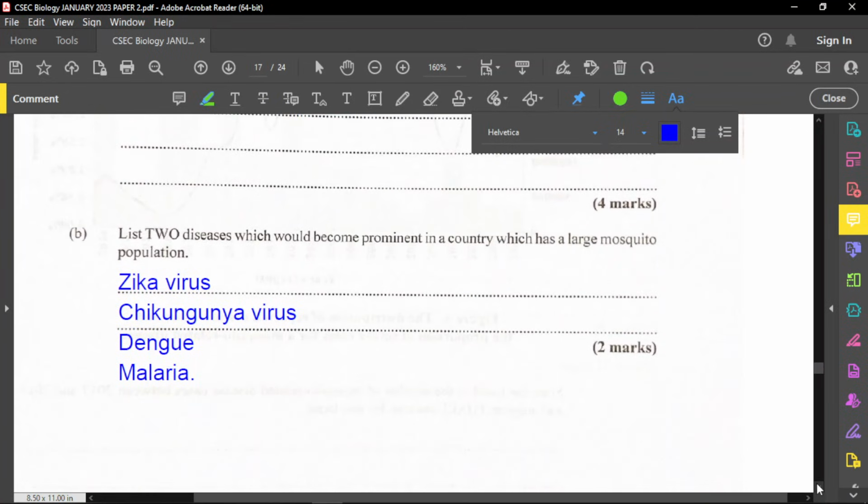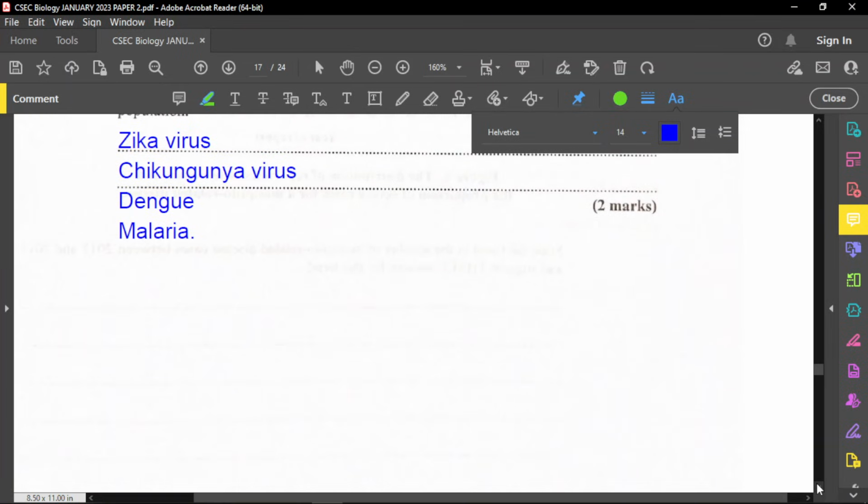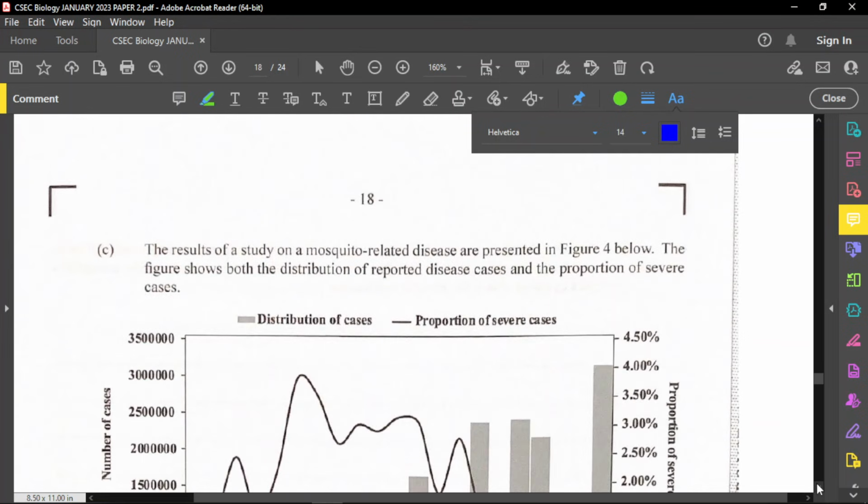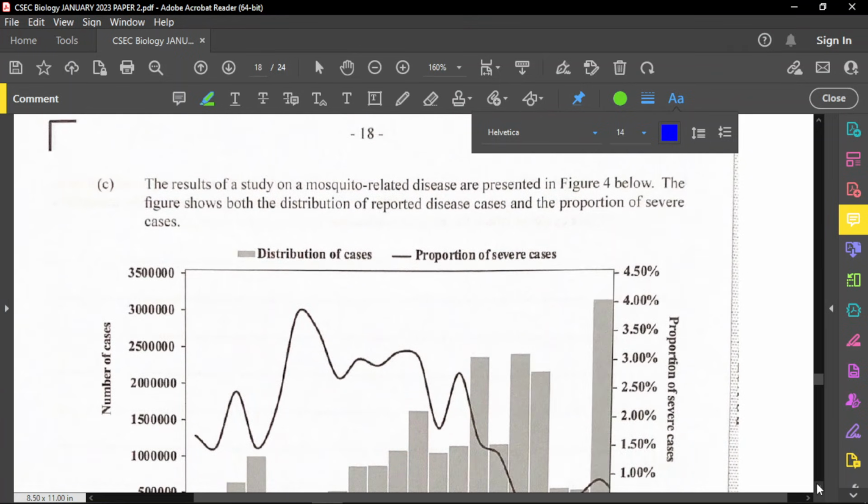All right, for part B, it's list 2 diseases which would become prominent in a country which has a large mosquito population. And some of these, again, are a repeat. So Zika virus, chikungunya virus, dengue, malaria. Those are the 4 common ones that you will generally see, especially in the Caribbean, and Caribbean and South America. Now, for part C of this question, it's the results of a study on a mosquito-related disease are presented in figure 4 below.